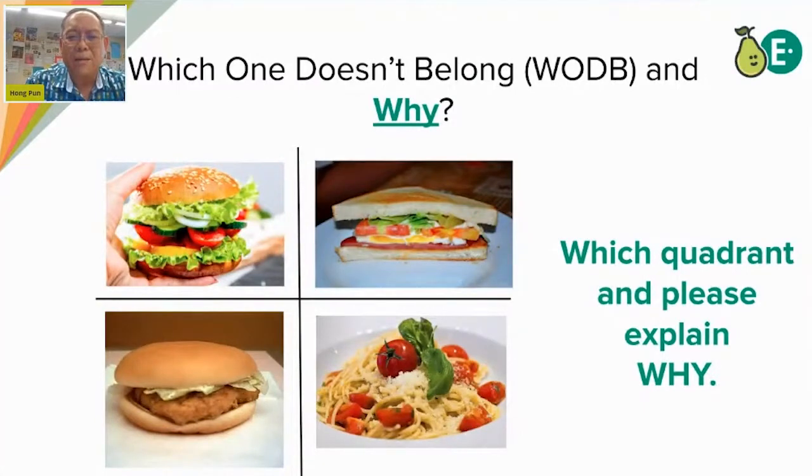Quadrants 1, 2, and 3 are all sandwiches. The spaghetti is in quadrant 4. And then some students noticed, oh look, there's a triangular sandwich in quadrant 1 there. I'll leave it like that so I can have time for the next slide.